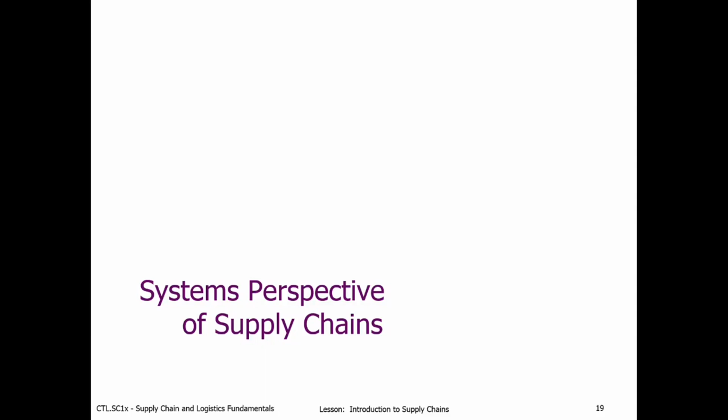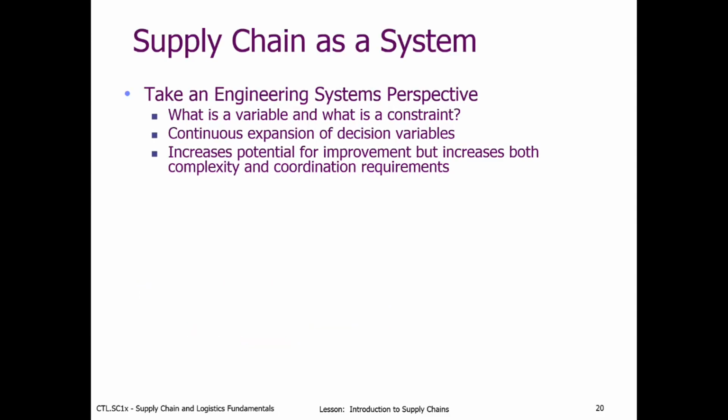The final perspective I want to give you of supply chain is the systems perspective. The whole idea here is to think of the entire supply chain as a system that interacts with itself and with external factors. What I think is helpful when you think about systems is to understand what is a variable, what do I make a decision on, and what is a constraint, what do I have to live within. Thinking about the system in this perspective allows you to think of what you can control and why things get complex.